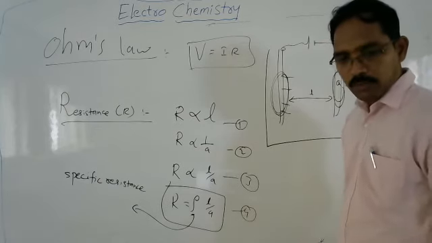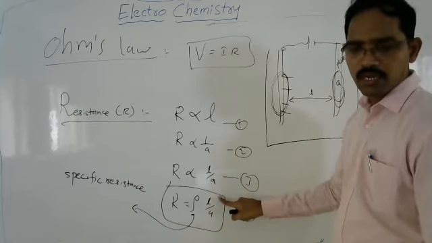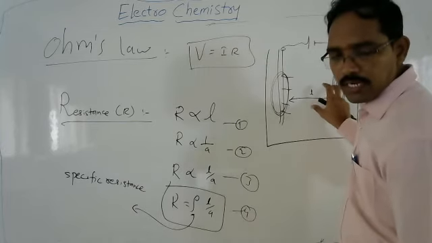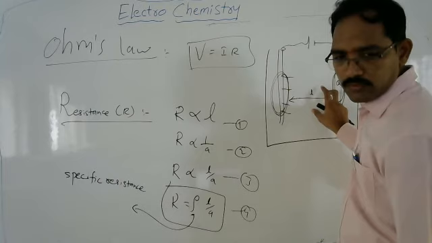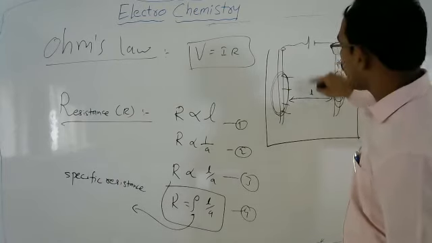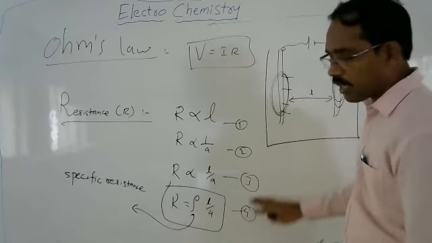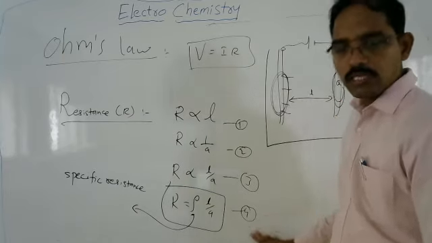Okay, this is the difference between physics and chemistry. In physics we will take iron wire or copper wire. Here we are taking electrodes. Distance between electrodes is L. Area of the two electrodes is A. Okay, the formula is the same. Is it clear?